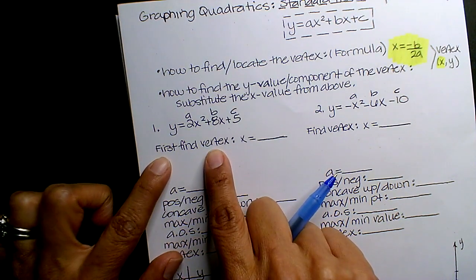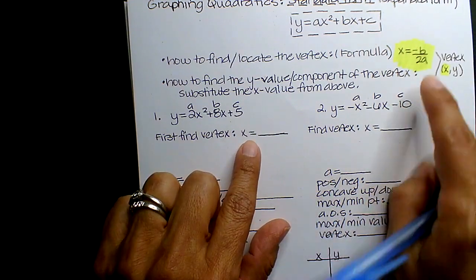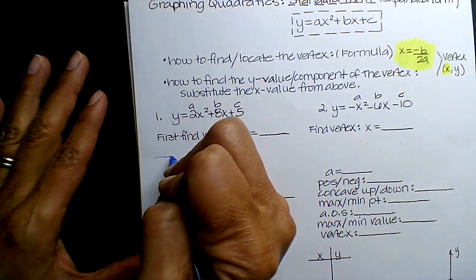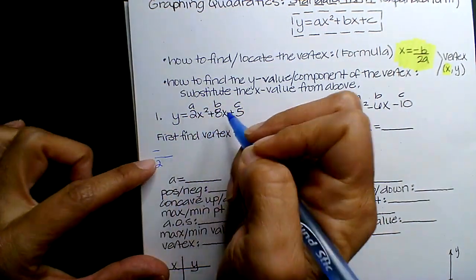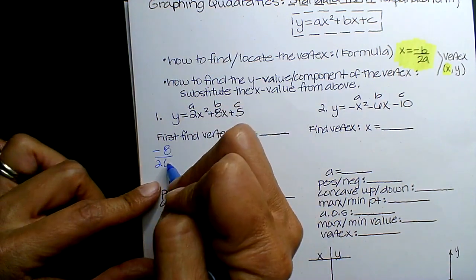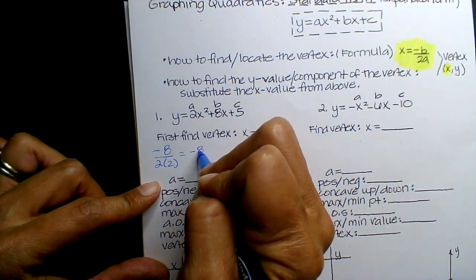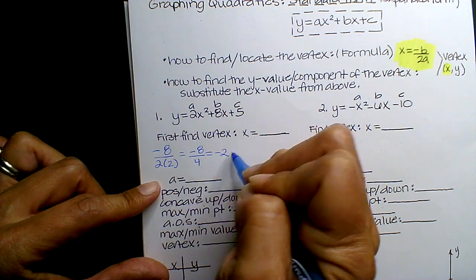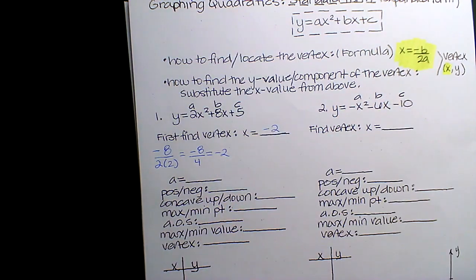All right, so now let's find our vertex. You have to use that minus b over 2a. So minus b over 2a. Okay, so b is 8, a is 2, and I get negative 2.